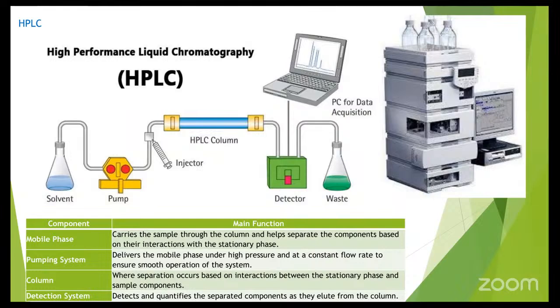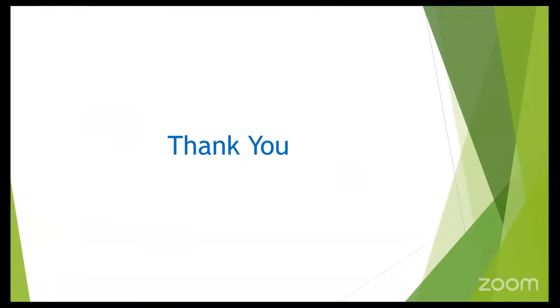And other than HPLC, you also have LCMS, which has higher sensitivity. Whereas for GC, you also have GCMS, the mass spectroscopy method, which is more sensitive and more reliable as well. So with this, you will be concluding chapter 16 as well.